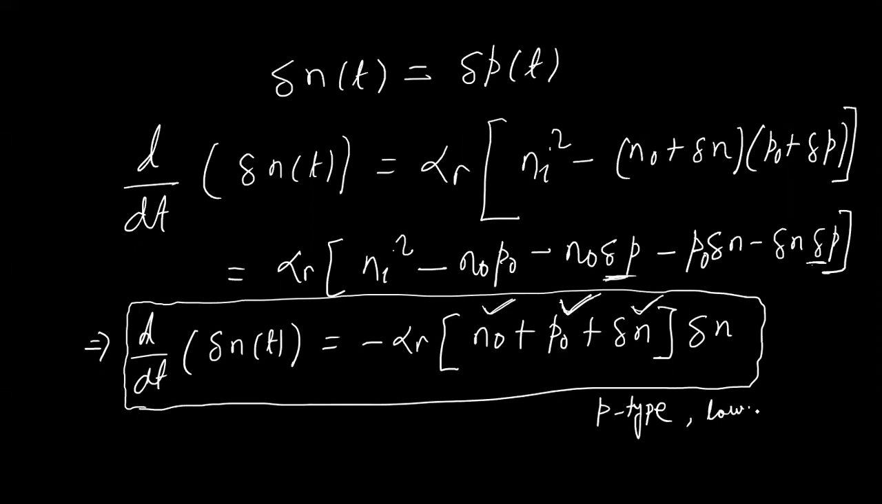For p type we said p0 is much larger than n0, and for low level injection p0 is much larger than delta n. So if I ignore n0 and delta n in comparison to p0, I can only write the p0 value in this equation. The whole equation for this specific condition, p type and low level injection, can be written as d by dt of delta n(t) equal to minus alpha r, this p0 term, and then delta n.